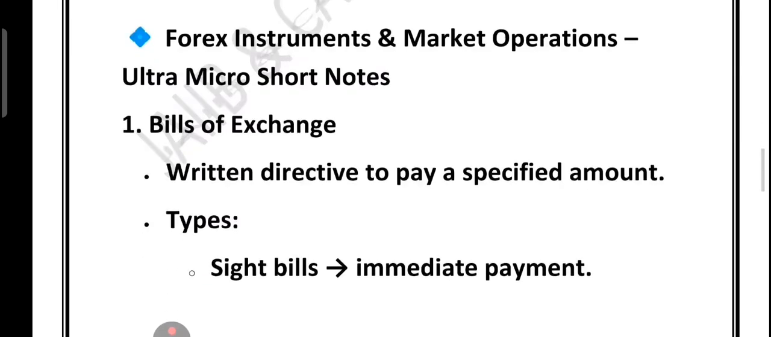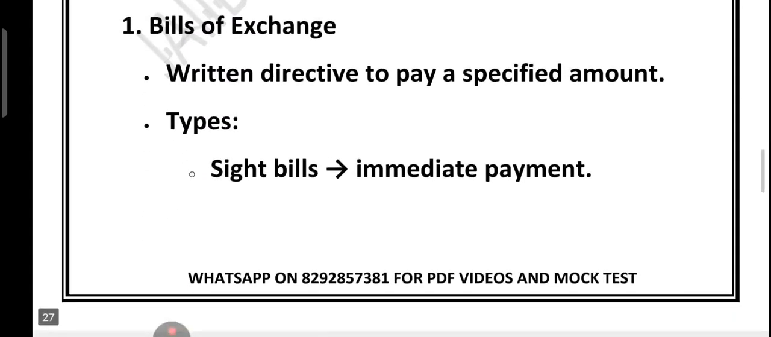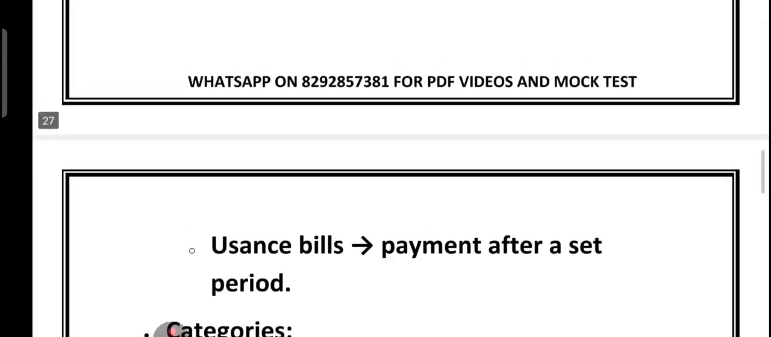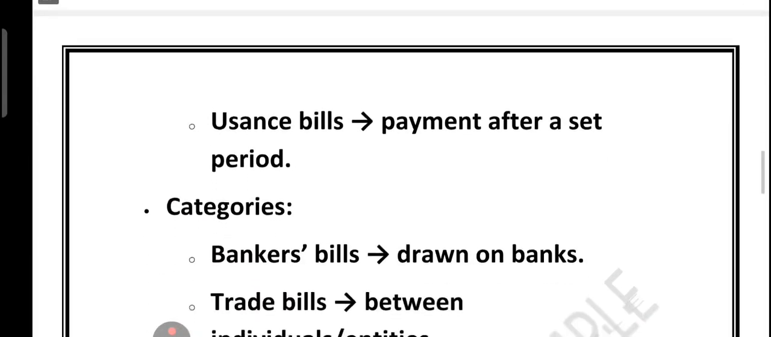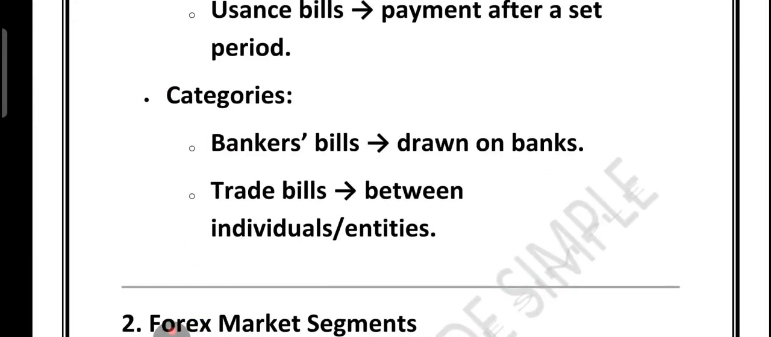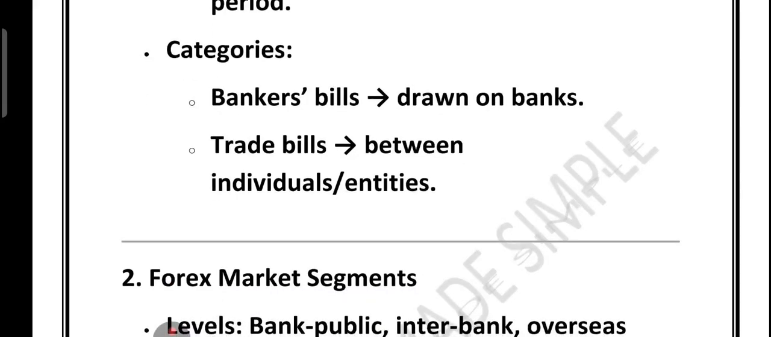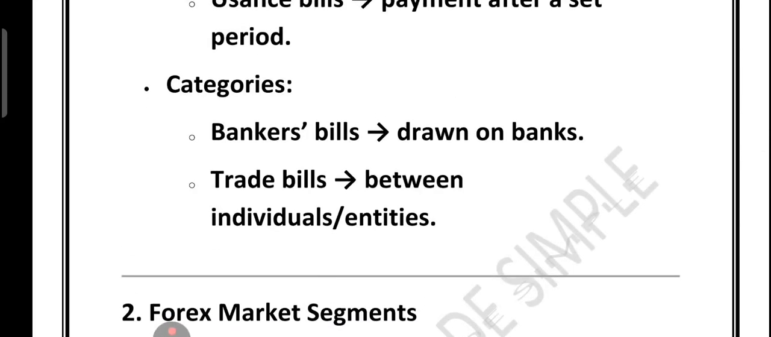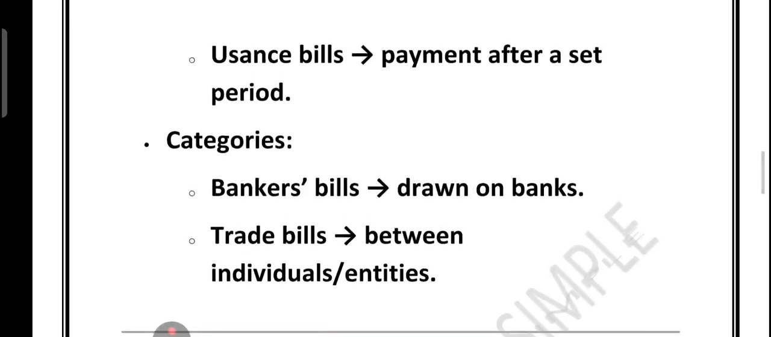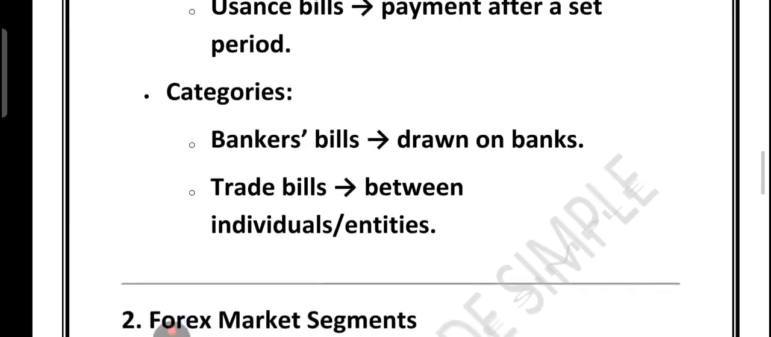Like the first one, we have bill of exchange. It is a written instruction to pay a specific amount. Types of bill can be sight bill, which means payment is immediate, and usance bill, which means payment is after a due date or a set period. Categories we have are bankers bill and trade bill. Bankers bill are drawn on bank. Trade bill are drawn between individual or business. Please note it down. Right, two categories are there: bankers bill and trade bill. Bankers bill are drawn on bank. Trade bill are drawn between the individual or business.